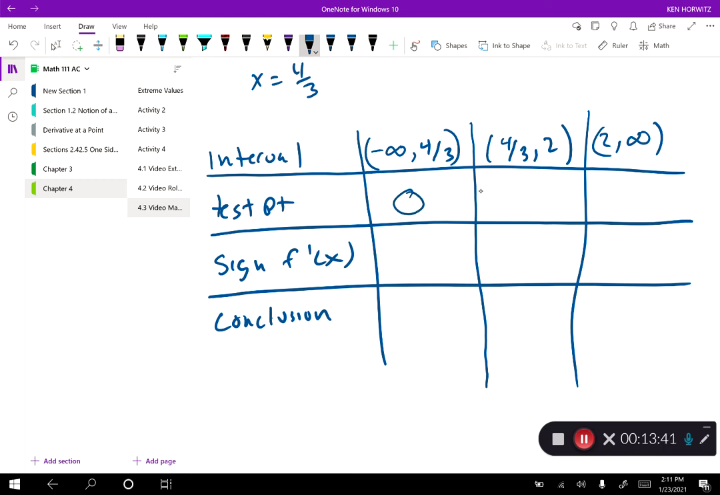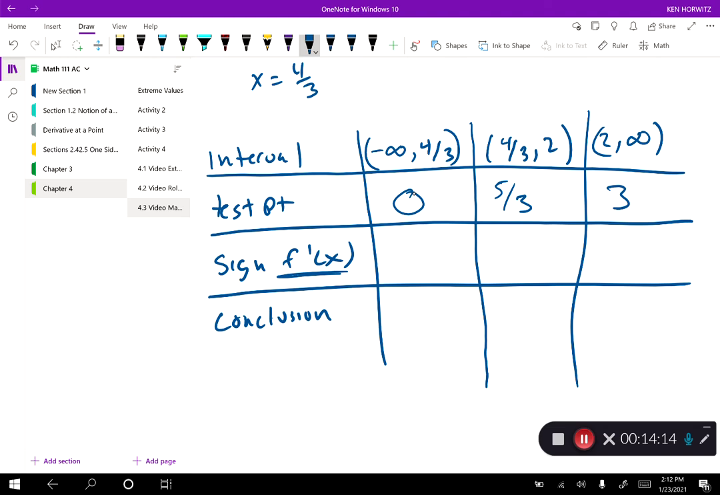For example, here I'll test 0, here I'll test 5/3, here I'll test 3, because if the sign of my derivative is positive, it's going to be positive for all values in that interval. If you don't believe me, test a couple of them. But I'm telling you, one is going to be enough. So what you do is you take the test point, my test point was 0, and you run it through the derivative. You take the test point of 5/3, run it through the derivative. Take the test point of 3, run it through the derivative.